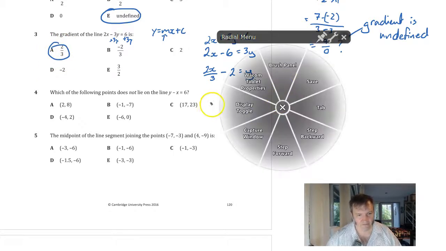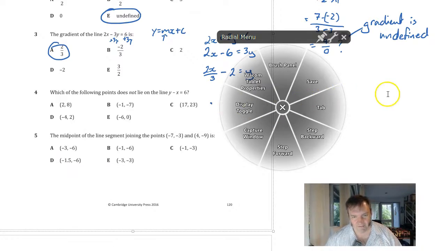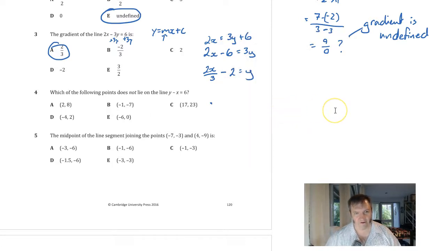Which of the following points... Ooh, did I press on my... Pressing something on my tablet there. That looks pretty funny. Radial menu. Can I get rid of it somehow? You can see I haven't done this too often. There we go. Got rid of it eventually. Sorry about that. That was entertaining, wasn't it?